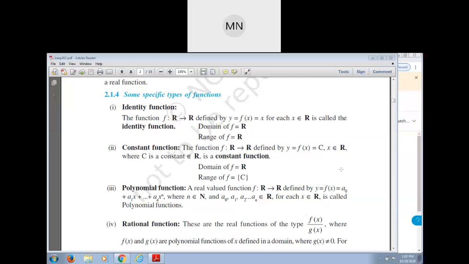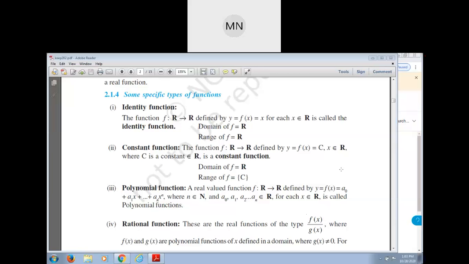Suppose g of x equals 0, then what happens? Can you define that type of function, f of x divided by 0? No, ma'am. We cannot define it because this function does not exist. So the condition is that g of x does not equal 0. And f of x, g of x, both are polynomial functions.